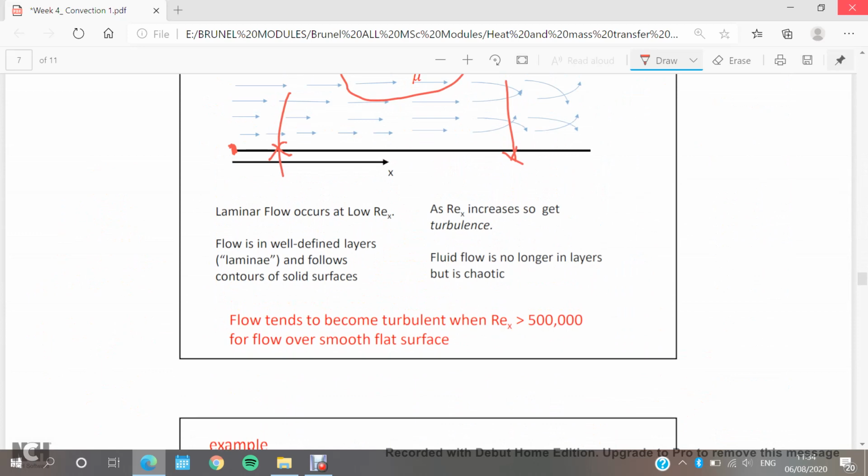Let's say, for example, flow tends to become turbulent when the Reynolds number is more than 500,000 over a smooth flat surface. So in the case of a flat surface, if the local Reynolds number reaches a value more than 500,000, the flow tends to be turbulent. Be aware that the geometry will have a different effect on the Reynolds numbers.